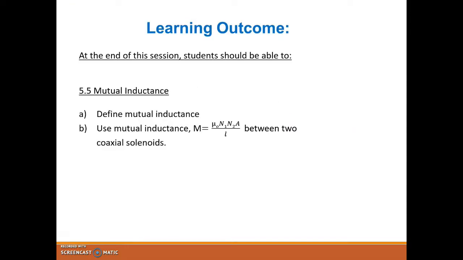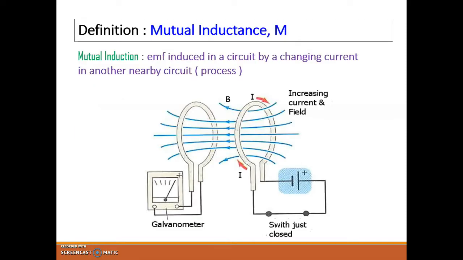This is the last subtopics for this chapter. We have mutual inductance. So first you have to define mutual inductance, and second you have to use mutual inductance, which M is equal to mu naught N1 N2 A over L between two coaxial solenoids. Before we go further for mutual inductance, we have to know what is mutual induction. Mutual induction is actually a process for EMF induced in a circuit by changing current in another nearby circuit.